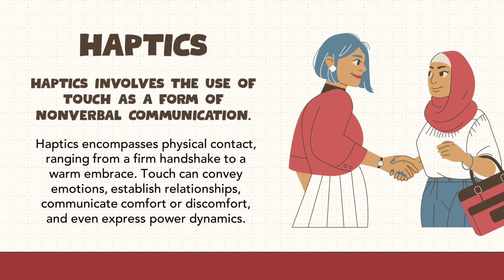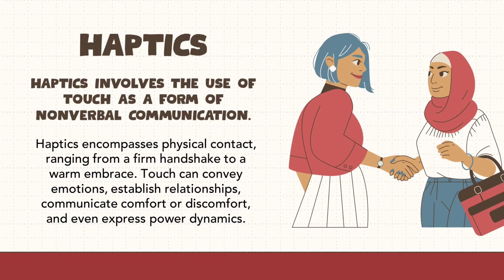The second type of nonverbal communication is haptics. Haptics involves the use of touch as a form of nonverbal communication. Haptics encompasses physical contact ranging from a firm handshake to a warm embrace. Touch can convey emotions, establish relationships, communicate comfort or discomfort, and even express power dynamics. Cultural norms, personal boundaries, and social context heavily influence the appropriateness and meaning of touch in various situations.